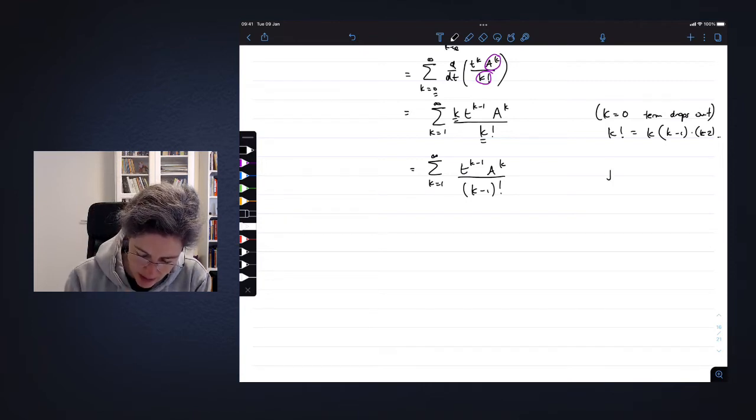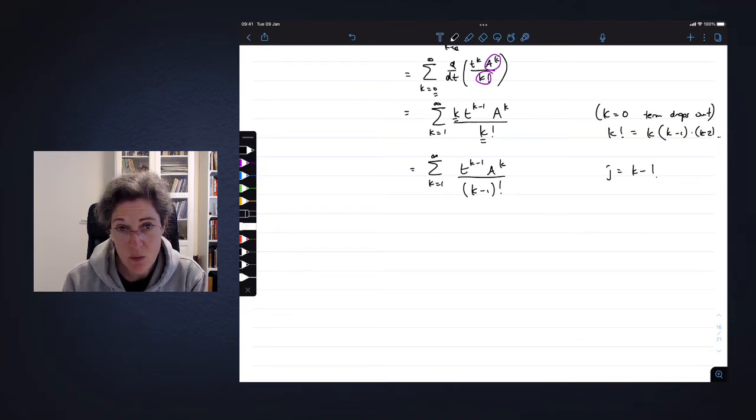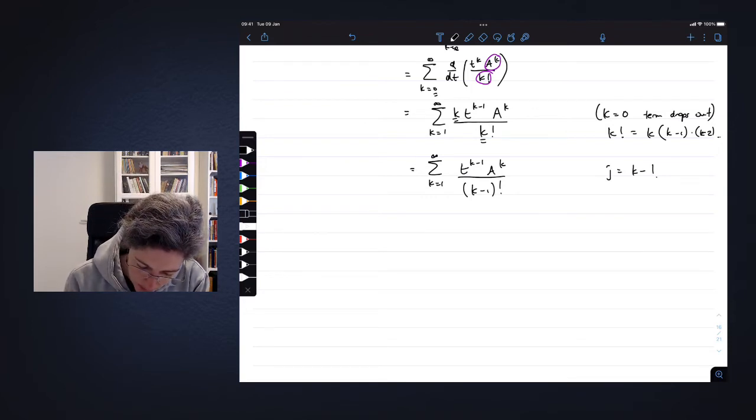We're going to say let j equal k minus 1. What is that going to give us? Well, let's have a look. So we're replacing, so when k is equal to 1, then j is equal to 0. So we've got from j equals 0 to infinity. T to the k minus 1, so that's t to the j. A to the k, so that's going to be a to the j plus 1 over j factorial.